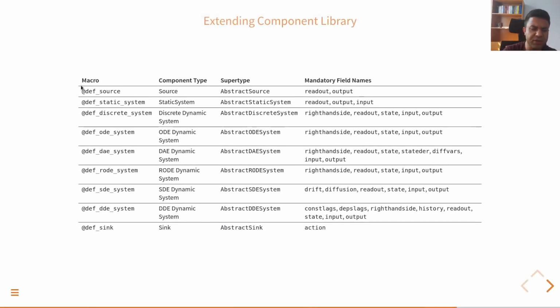Okay, we just looked at the source macro, and there are other macros that help users define their own component types. You can see the macros, component types, super types, and other field names for each macro in this table.